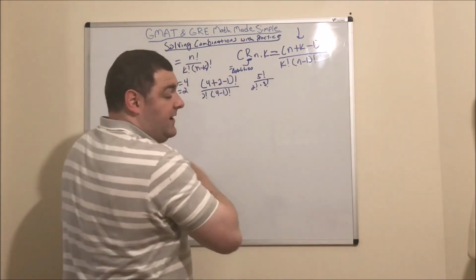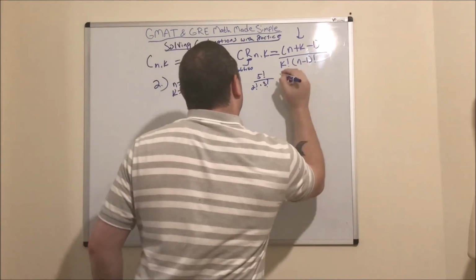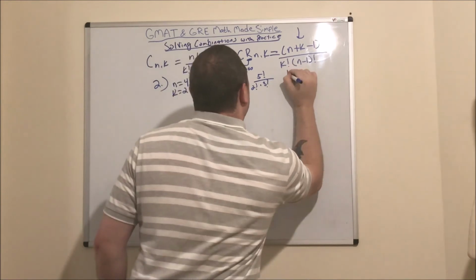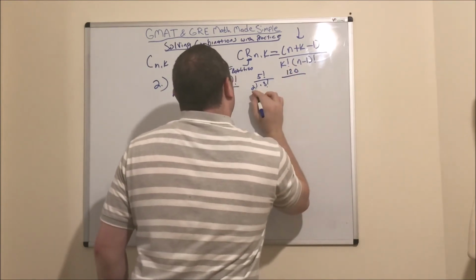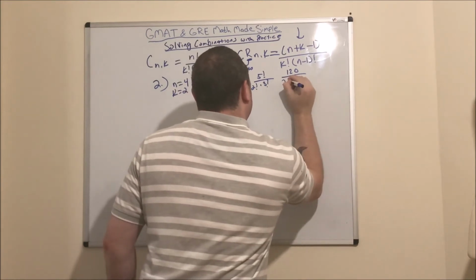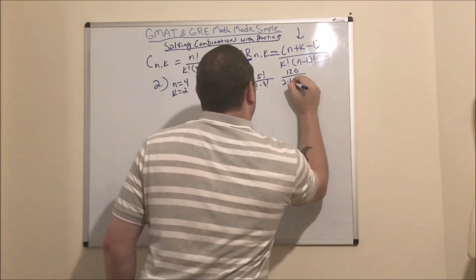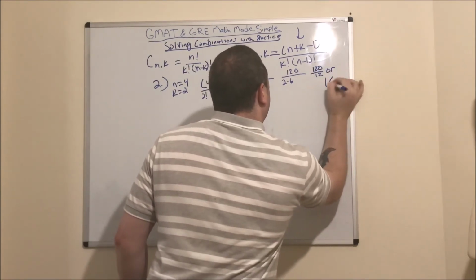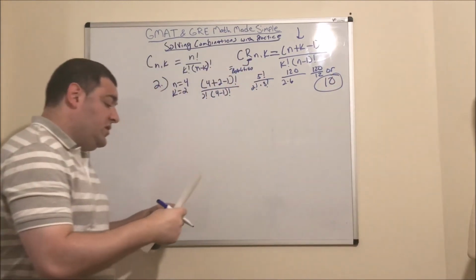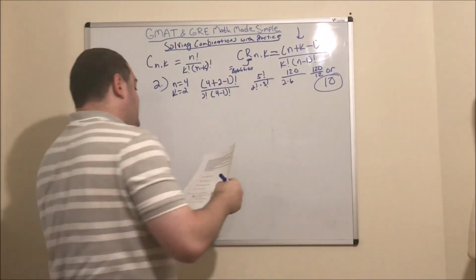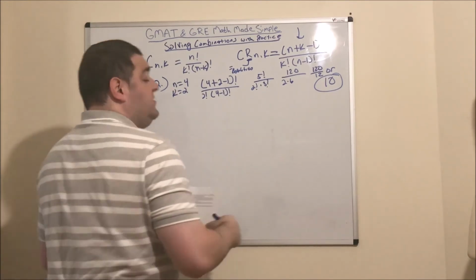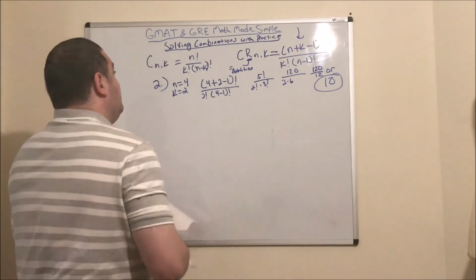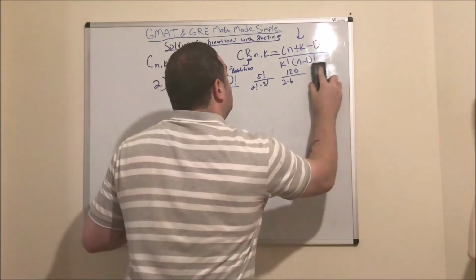Since the numbers are small, I can do this one. 5 times 4 is 20, times 3 is 60, times 2 is 120. And 2 factorial is 2, times 3 factorial, which is 6, gives 12. So we have 120 over 12, or 10. There are 10 different combinations we can order for these double scoop ice cream cones. Okay, so that's the answer to number 2. For number 3, let's go back into it.